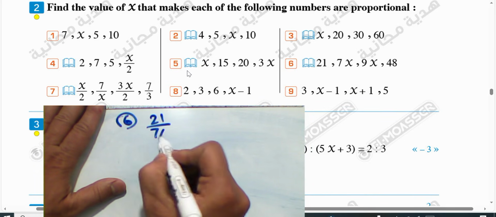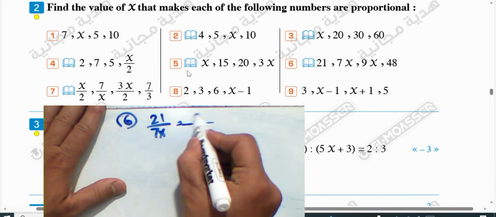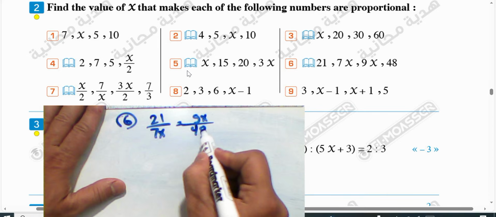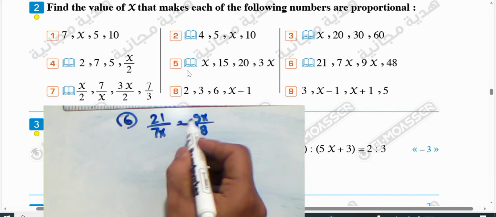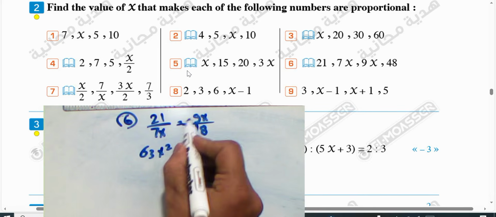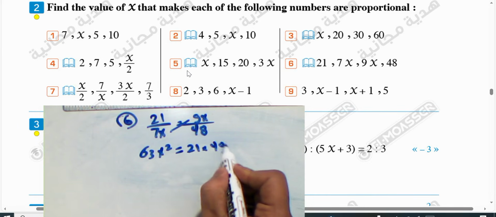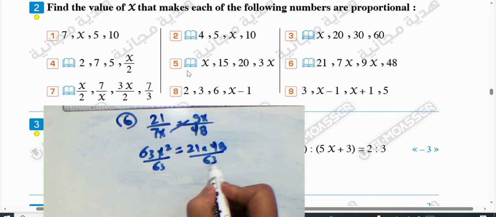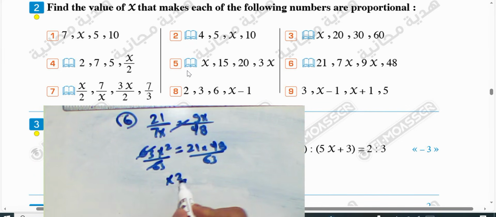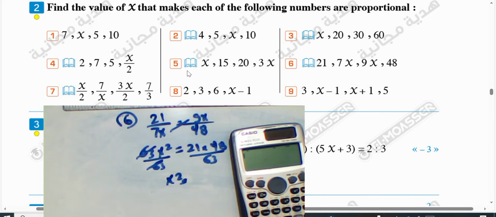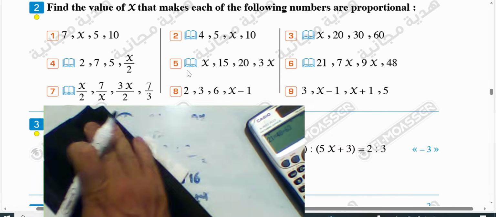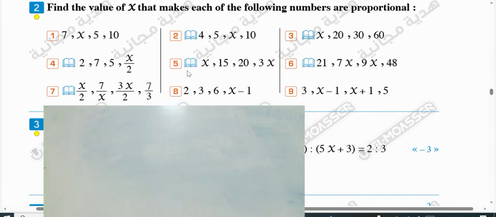Number 6. 21 over 7x equal 9x over 48. We can multiply: 7 times 9 is 63, x times x is x power 2. Write 21 times 48, and then we can simplify divided by 63 here and here. Then x power 2 equal 21 times 48 divided by 63. Then the value of x equal positive or negative square root of 16 equal positive or negative 4. This is number 6. Number 7.